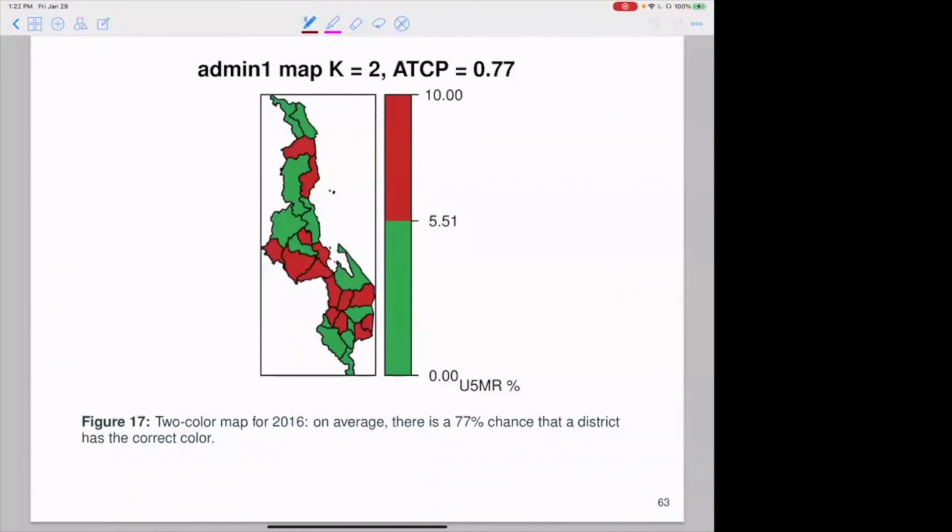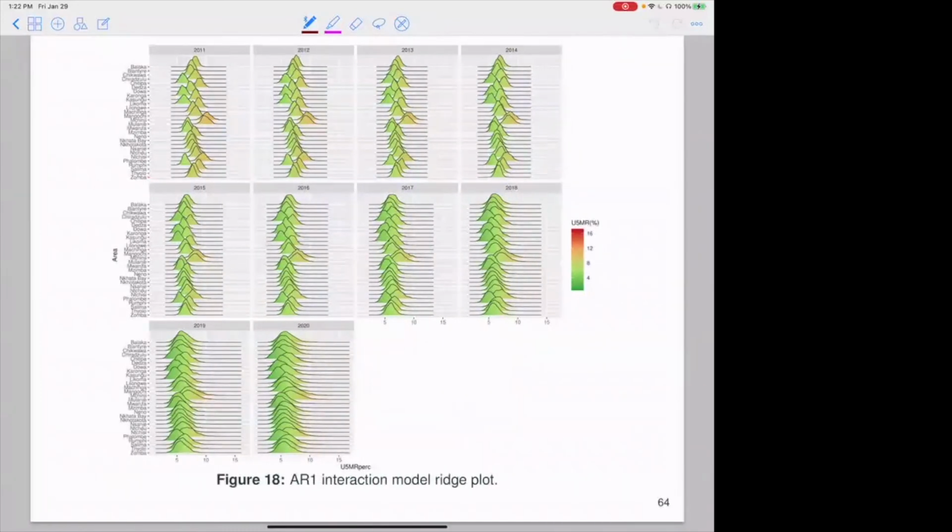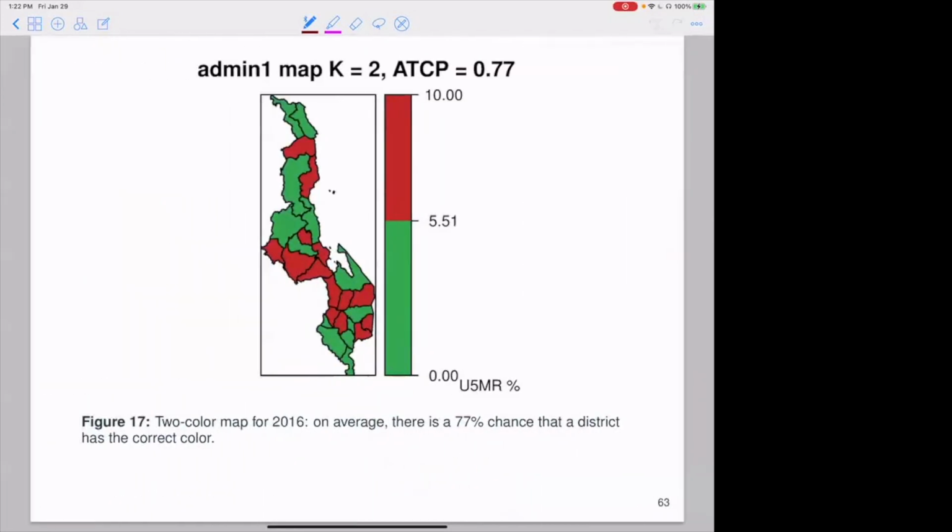So here we've said, here are 2 colors, but beneath each of these colors, maybe I'll show you this. Here's one way we can look at these things. These are called ridgeplots. Each row within each panel is one of 28 posterior distributions. They reflect what we believe about the under 5 mortality in each of those 28 regions, here in 2014, here in 2020. So there's uncertainty. When we do a map, we just pick a point, the median of these, say, and then assign it a color. But of course, there's massive uncertainty.